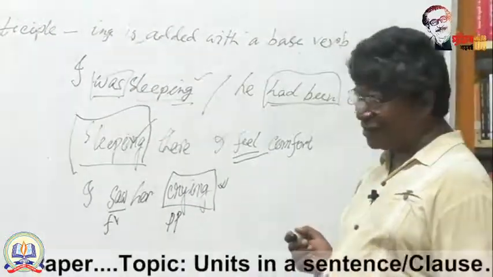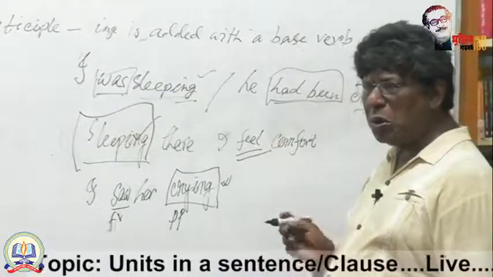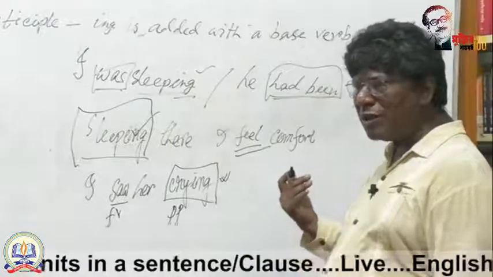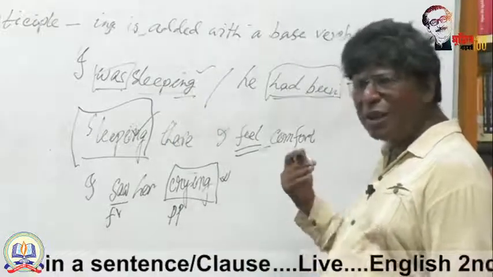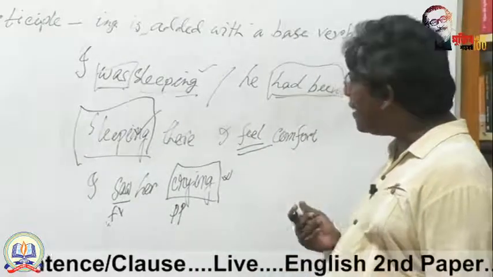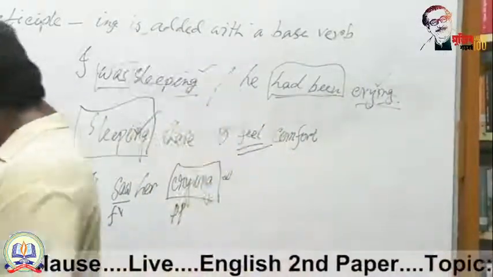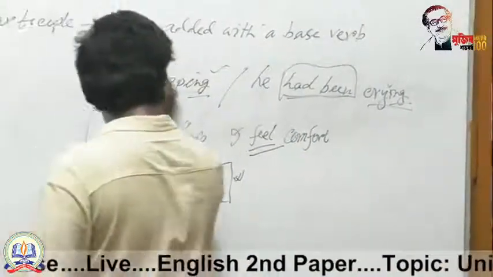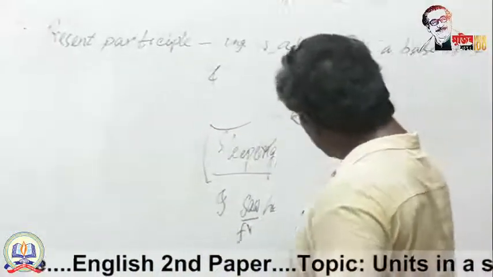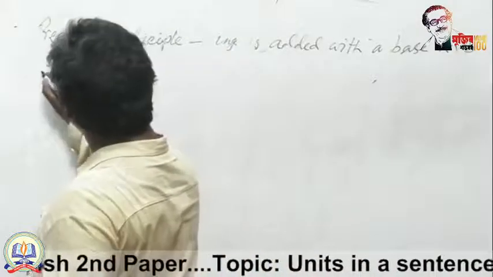In most of the cases, present participle is used to express an action that takes place before the action of the finite verb in the clause or in the sentence. And we have similar extensions with past participles. Look at the example of past participles.